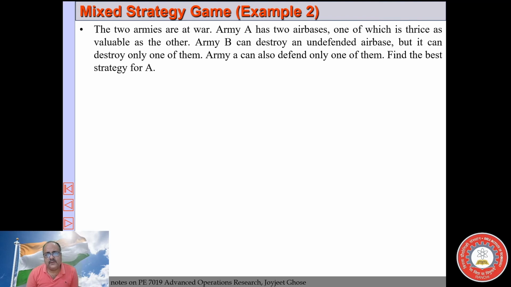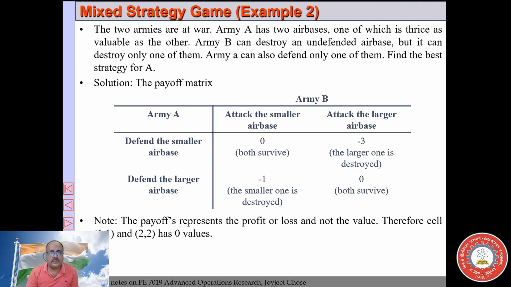Now obviously, if B attacks the smaller air base and A defends the smaller air base, then A gains 0 and B gains 0. Similarly, if B attacks the larger air base and A defends the larger air base, then it will be 0. But if A defends the smaller and B attacks the larger, then B stands to get 3, and vice versa, it will get 1. So this will be the payoff matrix.